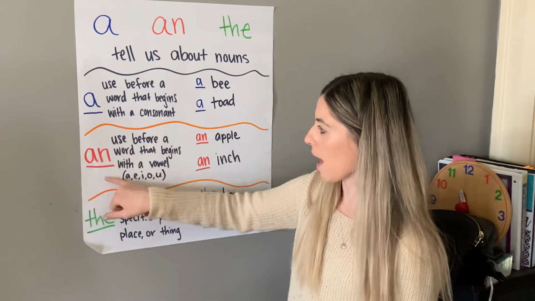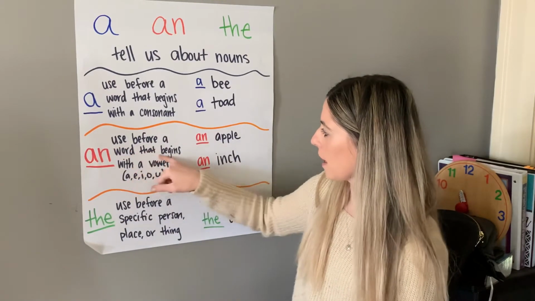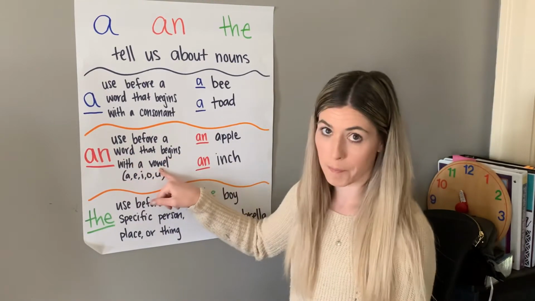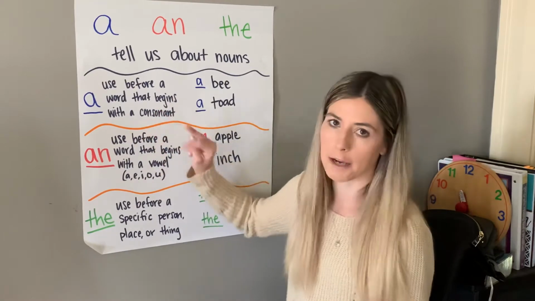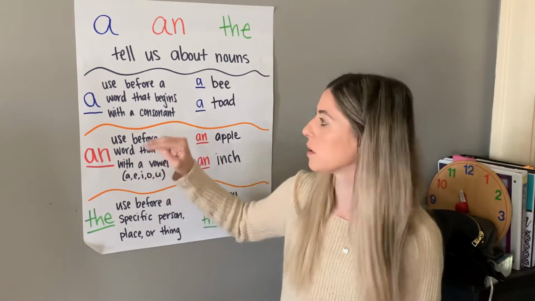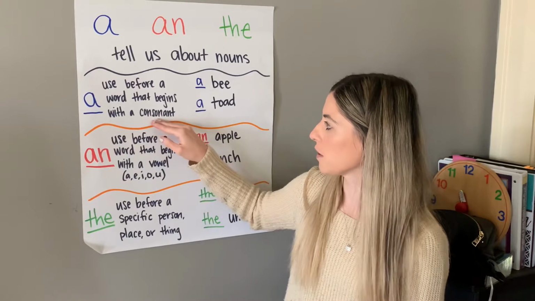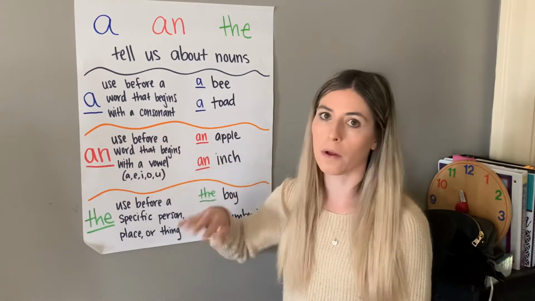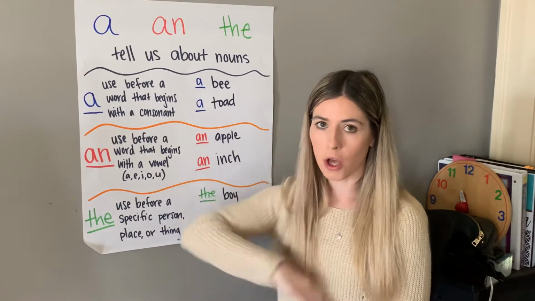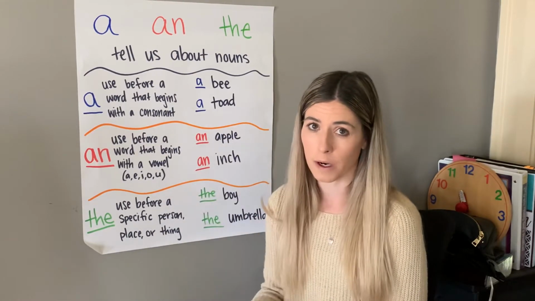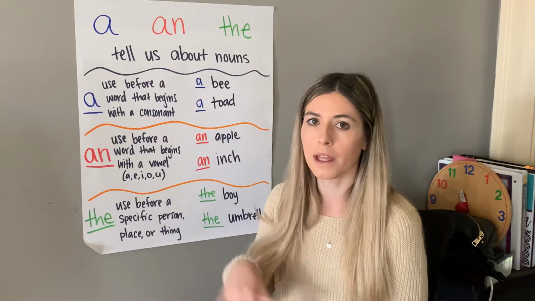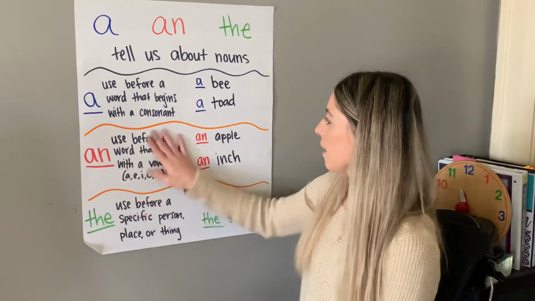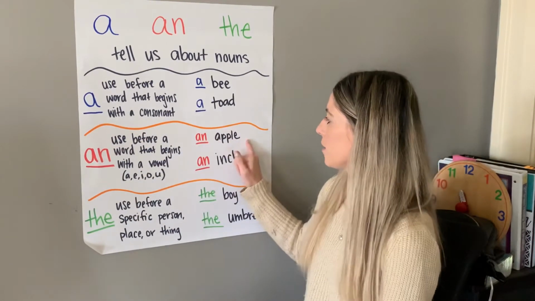We use an before a word that begins with a vowel. So they're different. You have to be careful about which one you use. A goes before words that start with a consonant, and an goes before words that start with a vowel. Also, they both go before the words. They don't ever go after the word, they go before the word. So, an, it has to be a word that starts with a vowel.